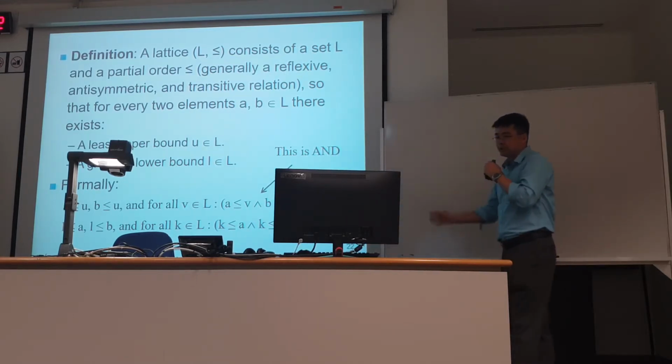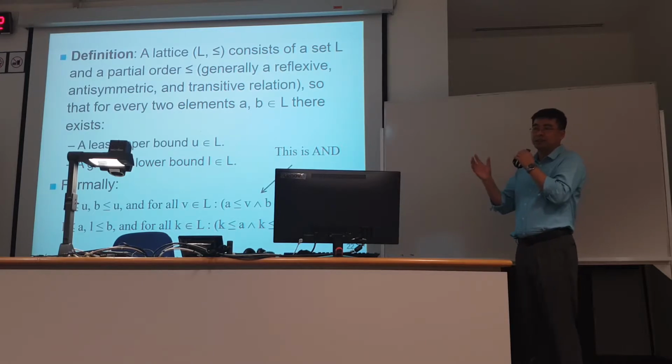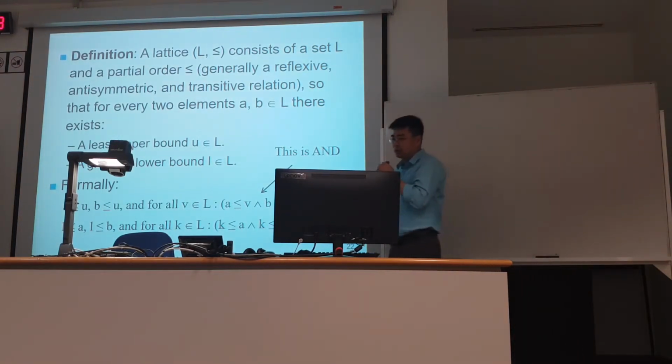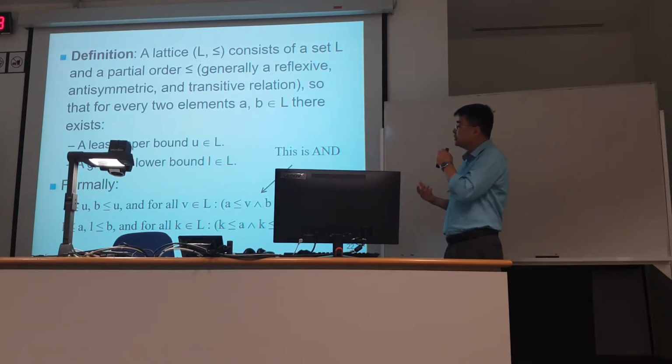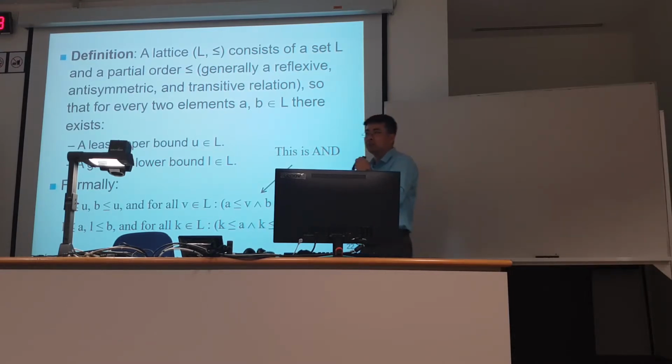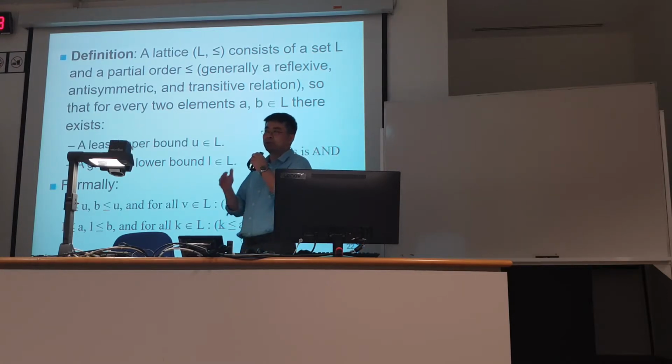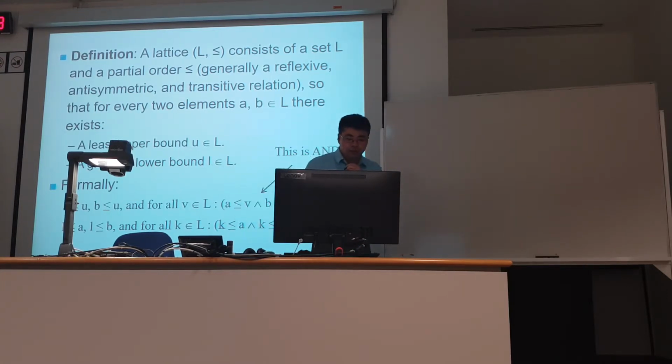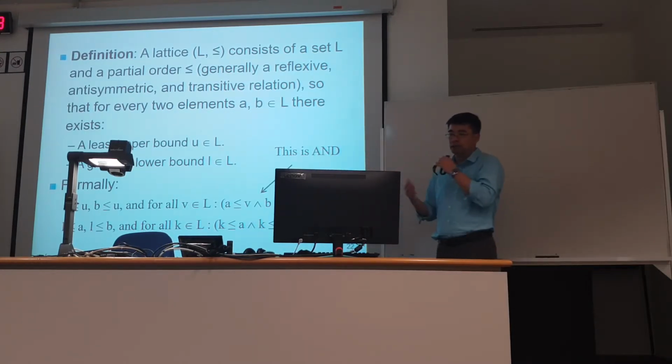So here is the definition. This is different from the lattice definition in mathematics, where it's essentially a vector space. Although the structure is similar, here we use a definition that is less mathematical. A lattice consists of a set and a partial order. The partial order is used to define which one is high and which one is low. So the least upper bound and the greatest lower bound are the two requirements for a structure to be a lattice.